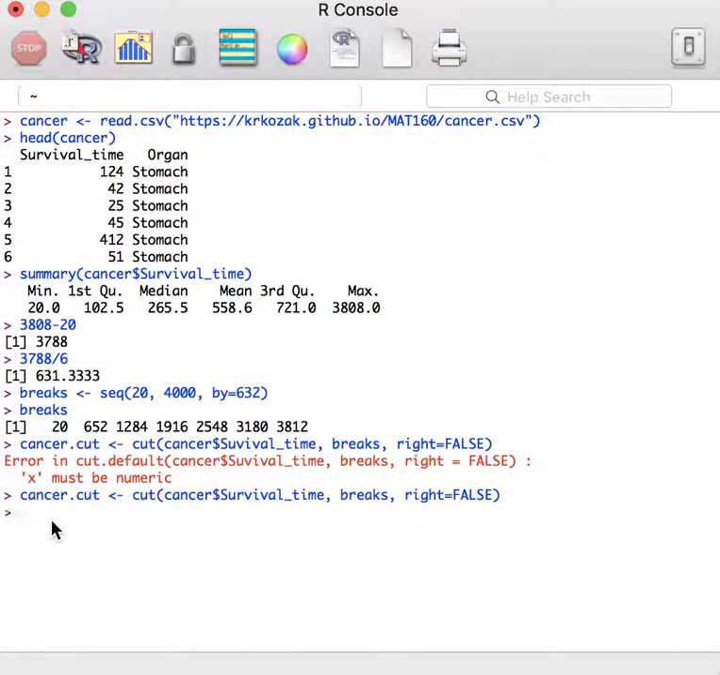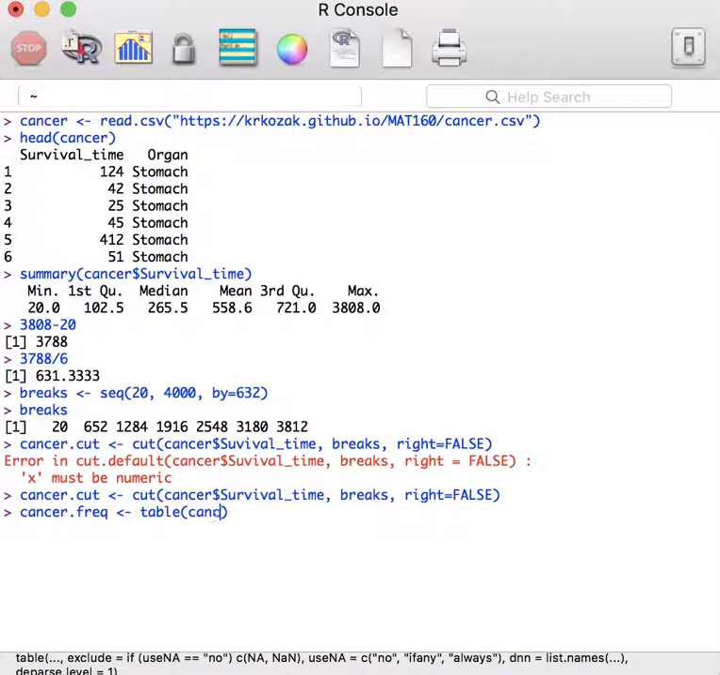Okay, so now I've created that, and I've cut it up. I don't want to actually look at this, because when I look at this, it gets really confusing, and it's not in a nice form. So what I want to do is create a new variable. I'll call it cancer.frequency. And what I'm going to do is take this cut variable and put it into a nice table. So I want to make a table of this cancer.cut. And then I can look at this and see what it looks like.